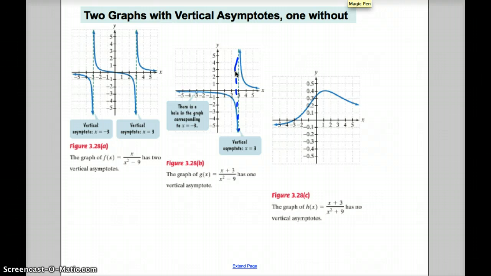The final graph, h of x, x plus 3 over x squared plus 9, has no vertical asymptotes. Remember that it's going to have interesting features because you're dividing two things, but it will not have any vertical asymptotes. And we'll look at whether there are any horizontal asymptotes in the near future.